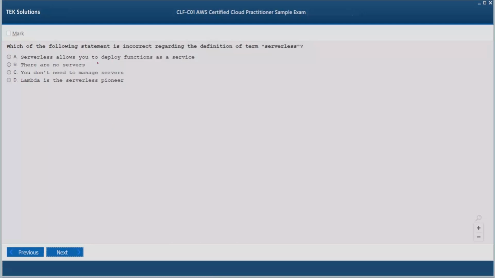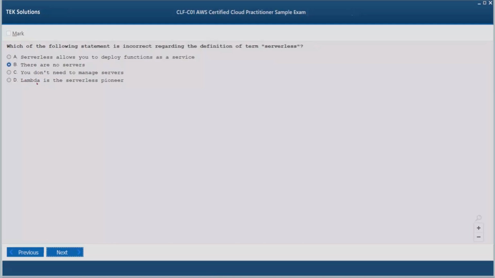A, serverless allows you to deploy functions as a service. Is it incorrect? No, it's actually correct. So that's why A is not the correct answer. B, there are no servers. It looks like a correct statement, but actually it's incorrect, and we need to find the incorrect statement regarding serverless. Serverless doesn't mean that there are no servers. There are servers and AWS is managing them. So I'm going to select it.